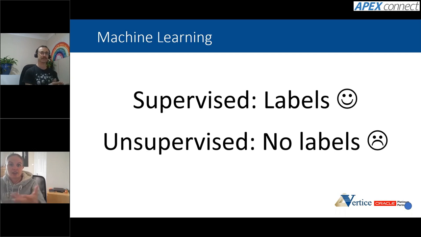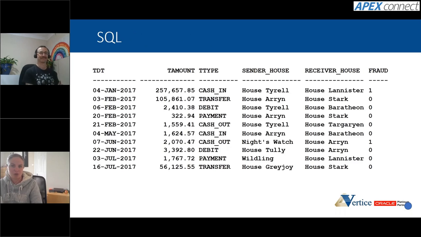And in this case, the hand of the king has gone through and said whether it's fraud or not fraud. So we're going to be working in a supervised area. Lots of times in the fraud world, you don't have those labels, and with no labels, you're going to go into the unsupervised. It's a little bit trickier, so we'll maybe park that for another day. So let's stick in the supervised learning world.